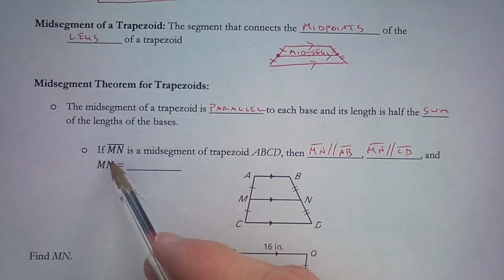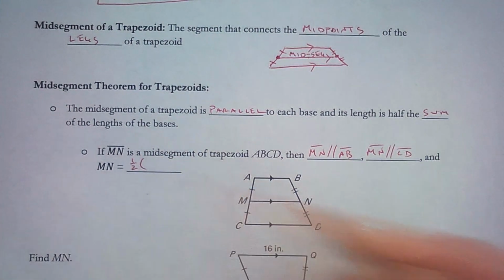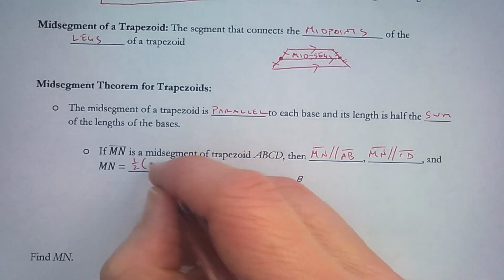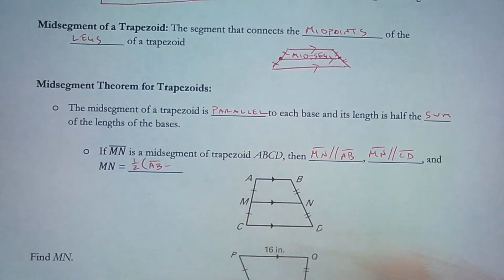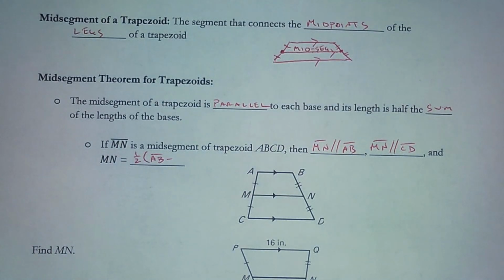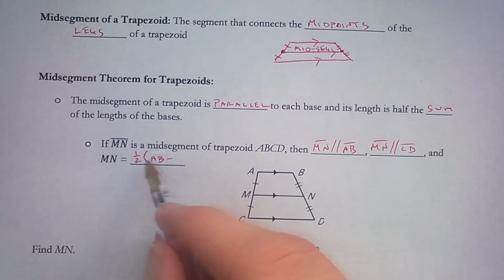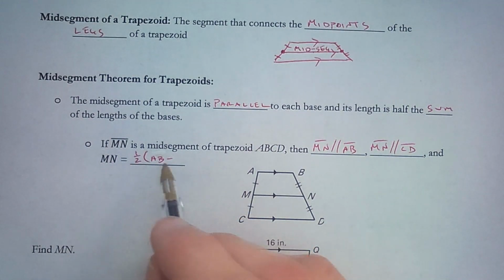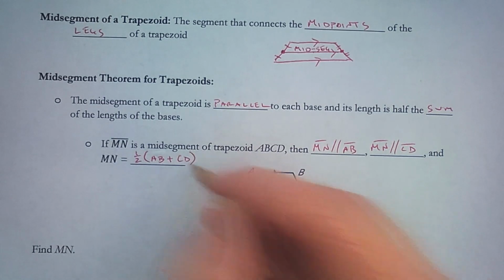Now, with nothing over the top, that means the length of segment MN is half the sum of the two bases, the length of segment AB, and that shouldn't have anything over the top of it either. So please hold while, there we go, that's better. So the length of segment MN is half the length of segment AB plus the length of segment CD.